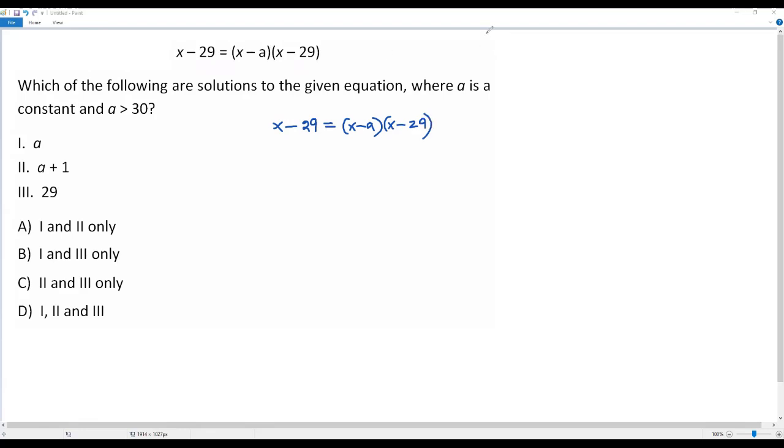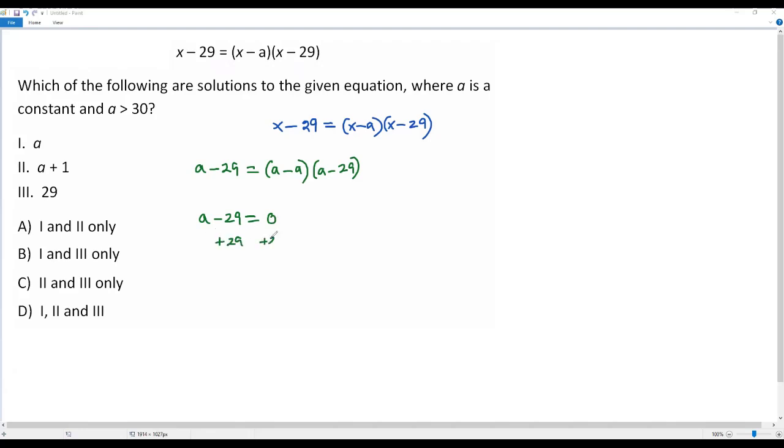Now to check whether a is the solution, let me plug in x equals a into the equation. Then we get a - 29 = on the right side, I also plug in a for x here and here. Then I get (a - a)(a - 29). Here a - a is 0, and 0 multiplied by anything is 0. So we get 0 on the right side. Now I get the equation a - 29 = 0. Let me solve for a in this equation.